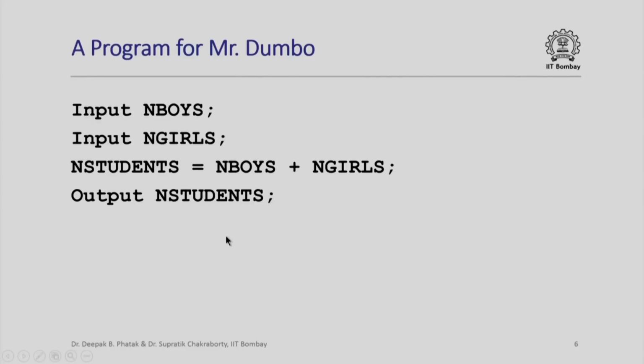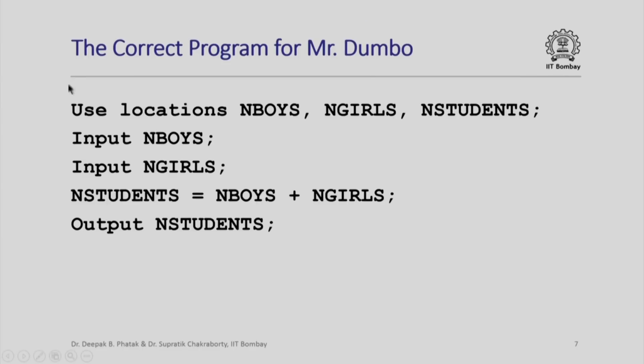Looks like a complete program, but wait for a minute. If we give this program to Mr. Dumbo, when Mr. Dumbo starts executing the first instruction, input n boys, he will ask us, who is n boys? You never told me you are going to use this name. Please remember, we had agreed to use a declaration instruction. If we include that, the program will look like this. Use locations n boys, comma, n girls, comma, n students.